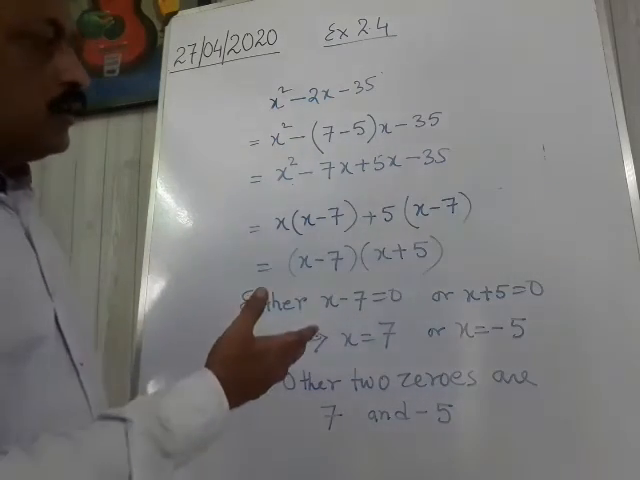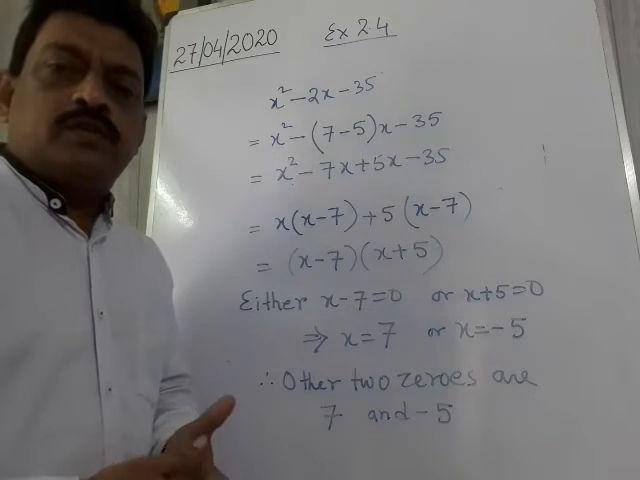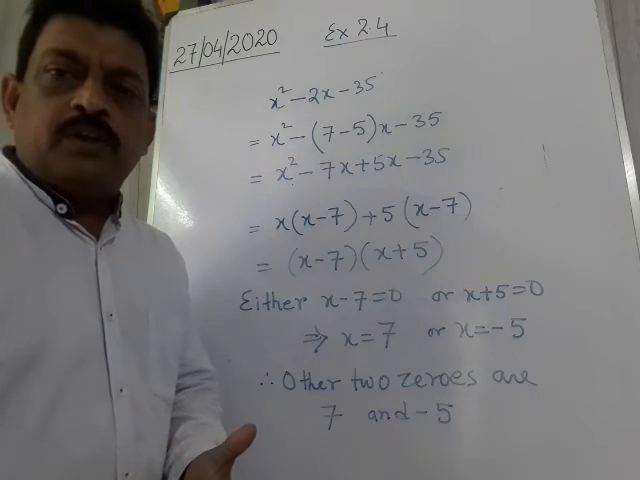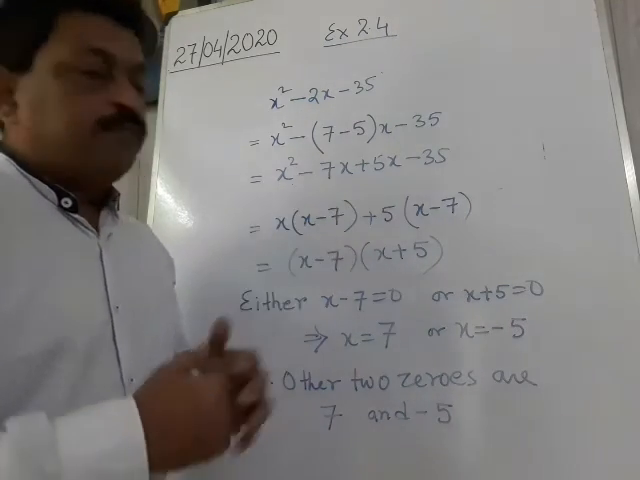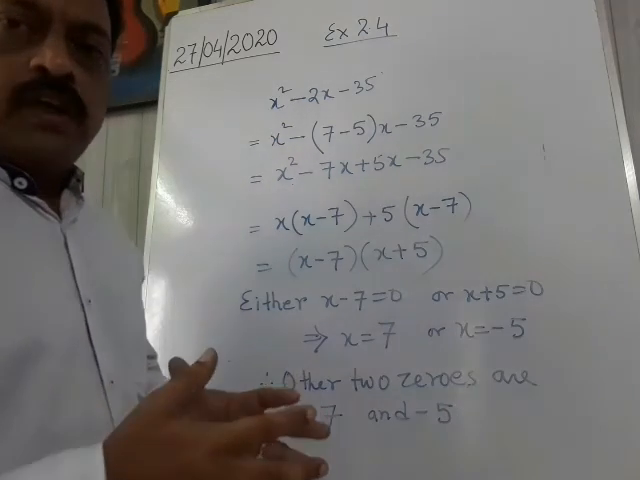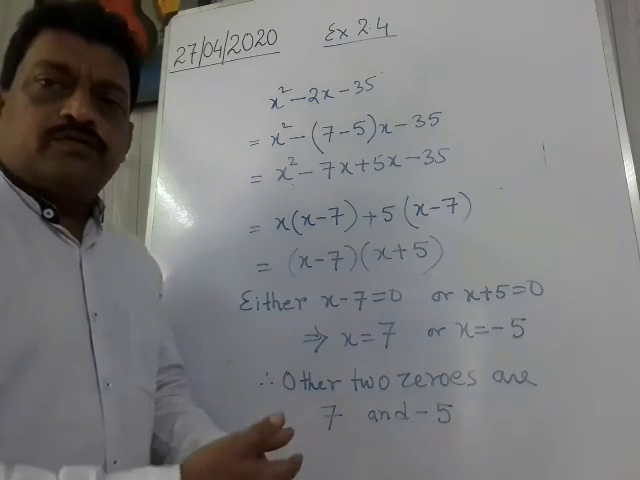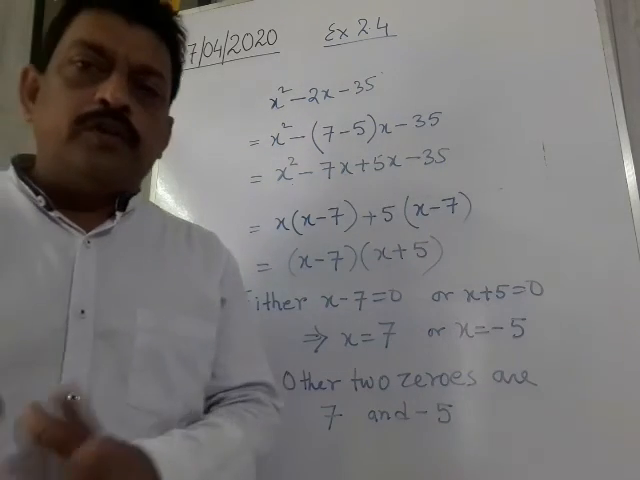The same method will be used for calculating any number of zeros if some zeros are given and a bigger polynomial is given, like a cubic polynomial or any other polynomial with degree 4 or 5 also. Some zeros will be given to you, and you have to find some more zeros. So this is the whole method. Hope it is clear to you.